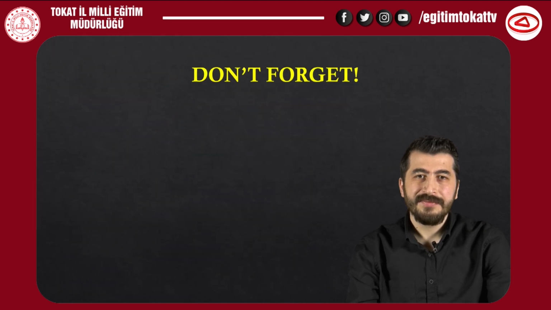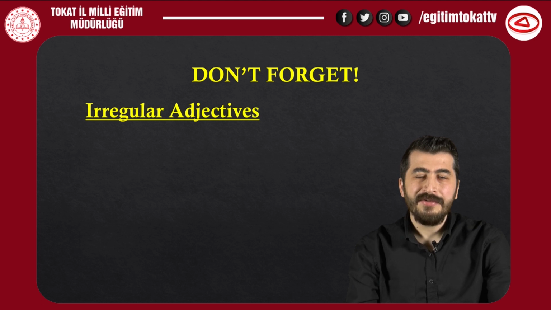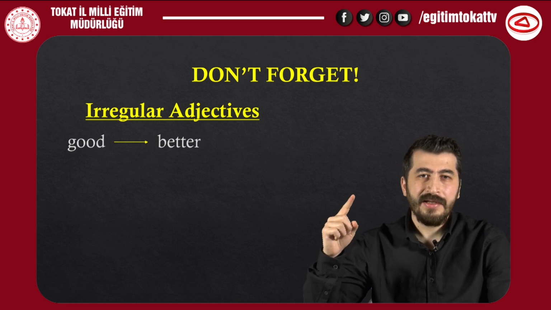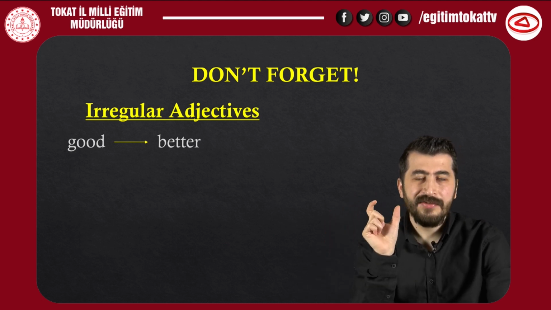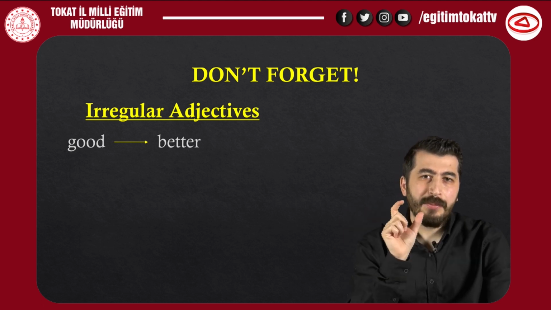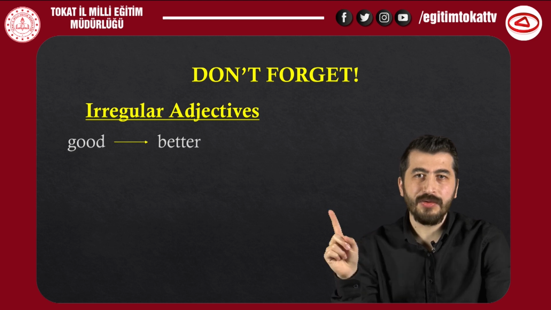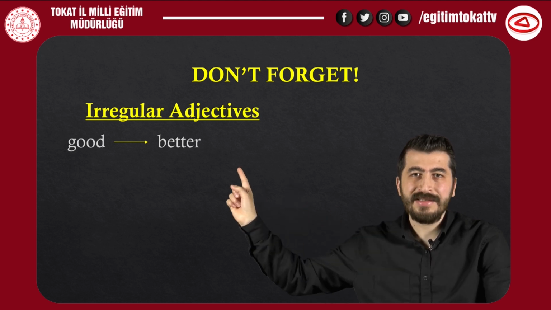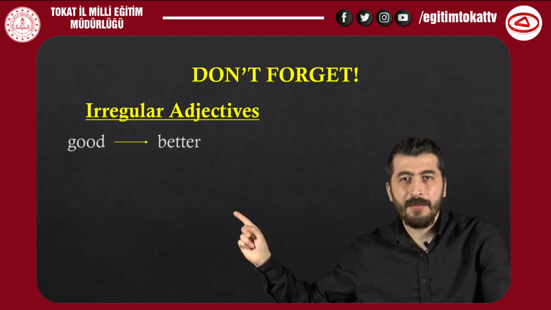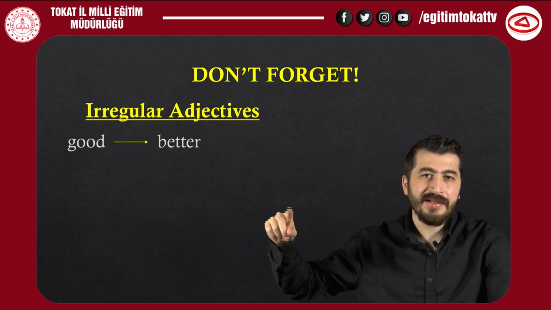Don't forget, we have some irregular adjectives. What is irregular? Regular and irregular. You see here, good changes into better. Good is a short adjective. Normally we would say gooder, but no, we don't say gooder. We say better. Rock music is better than classical music.